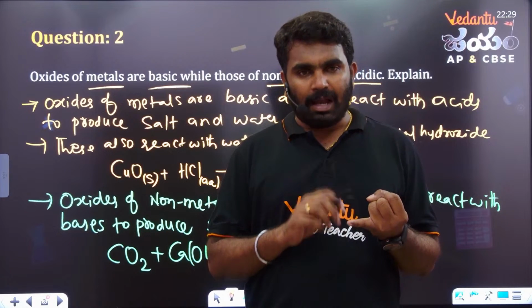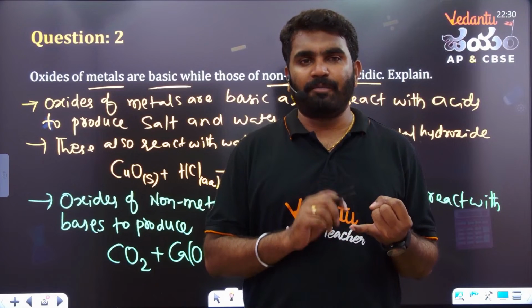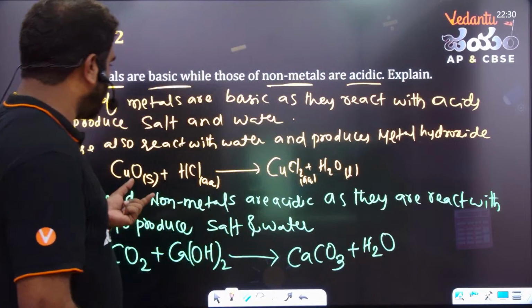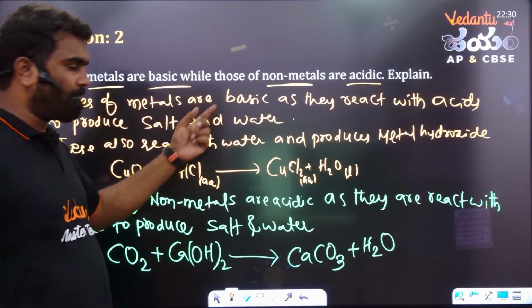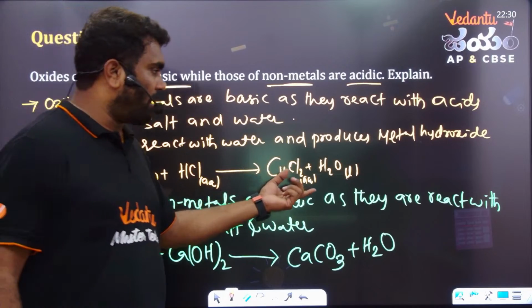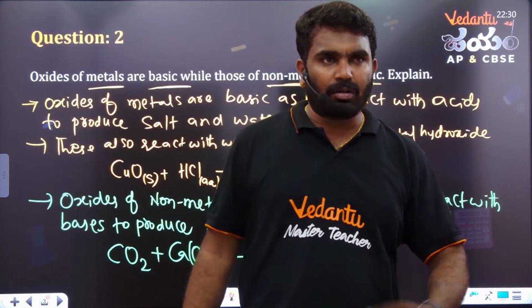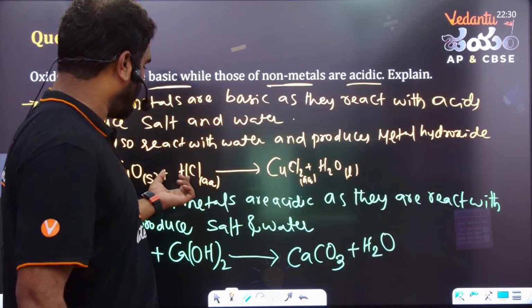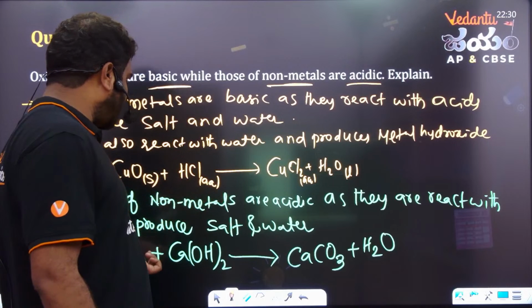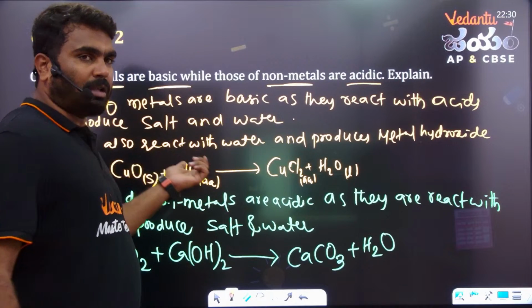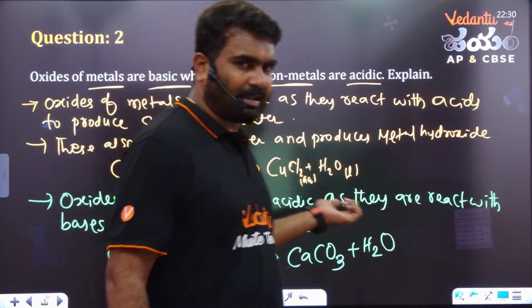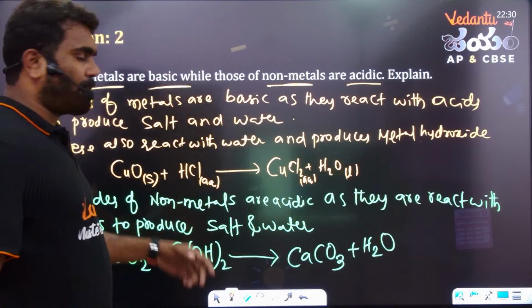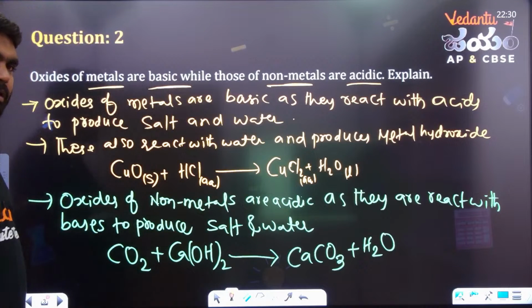Another thing also: oxides of metals react with acids, as they are basic in nature, and it produces salt and water. Only if it is acidic will it react with bases. But it is basic, so it gives a reaction with acids and produces salt and water. So this is the reaction.